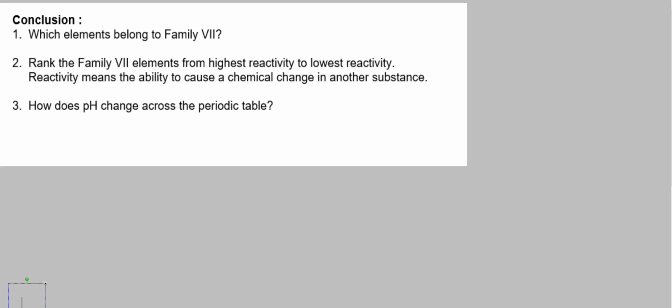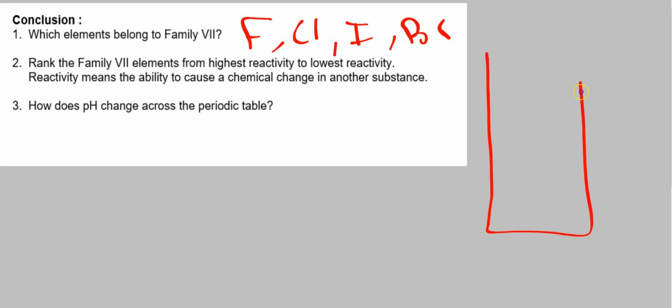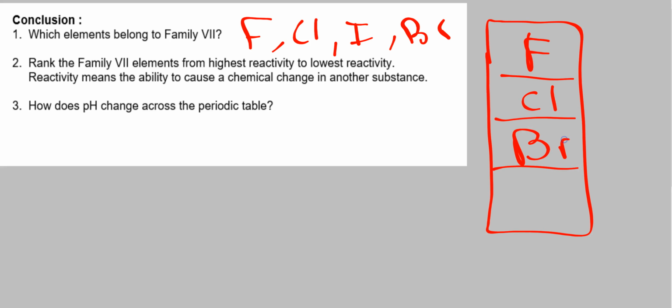So conclusion question 1, what elements belong to family 7? In that top experiment, the one you just finished the lab on, that would be the chlorine, fluorine, iodine, bromine. So F, Cl, I, Br, those are the ones we tested. Number 2, rank them from highest reactivity to lowest reactivity. I'm just going to draw them out real quick. And this, if I was here, is what I usually do. I'm sorry, once again, I can't be there this week.